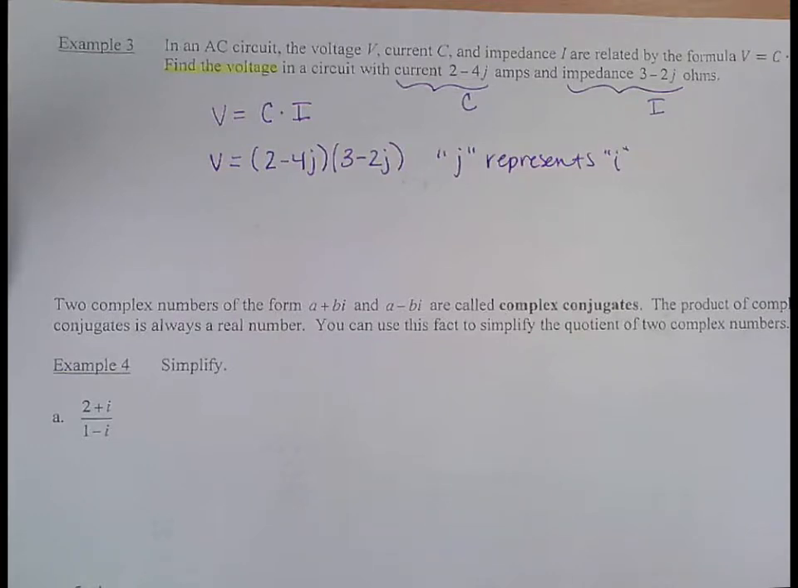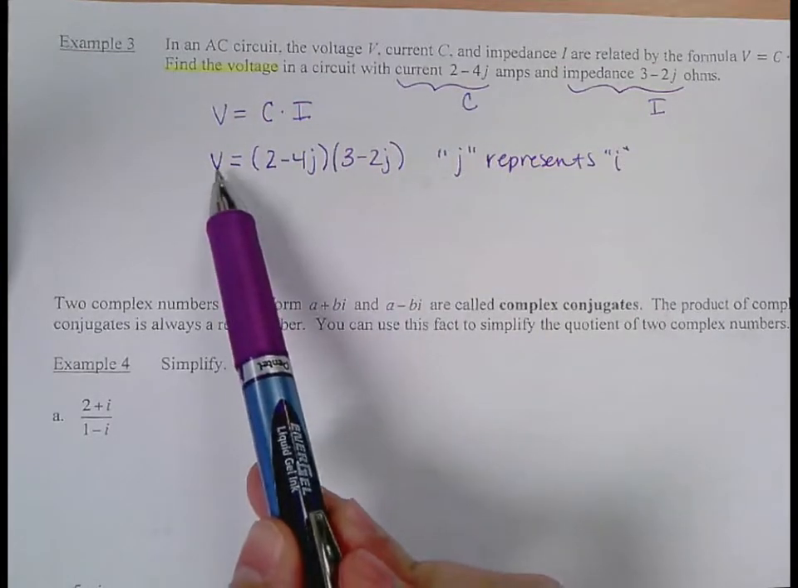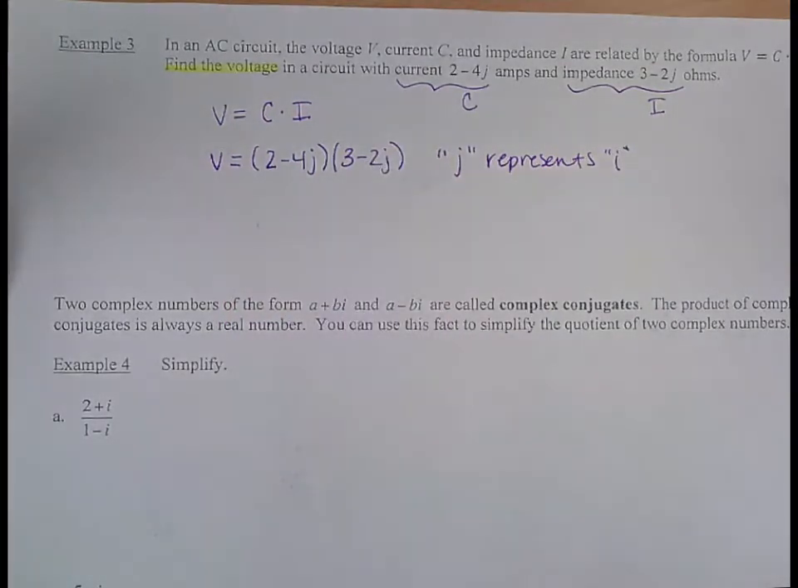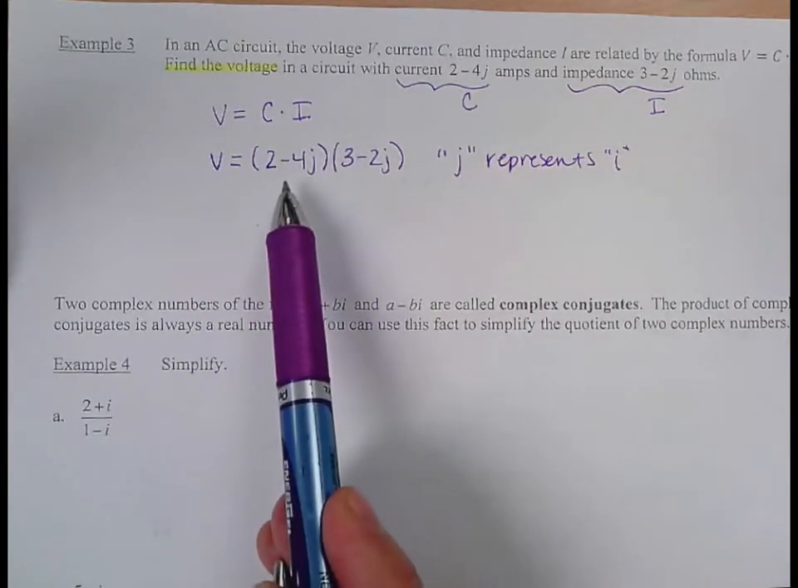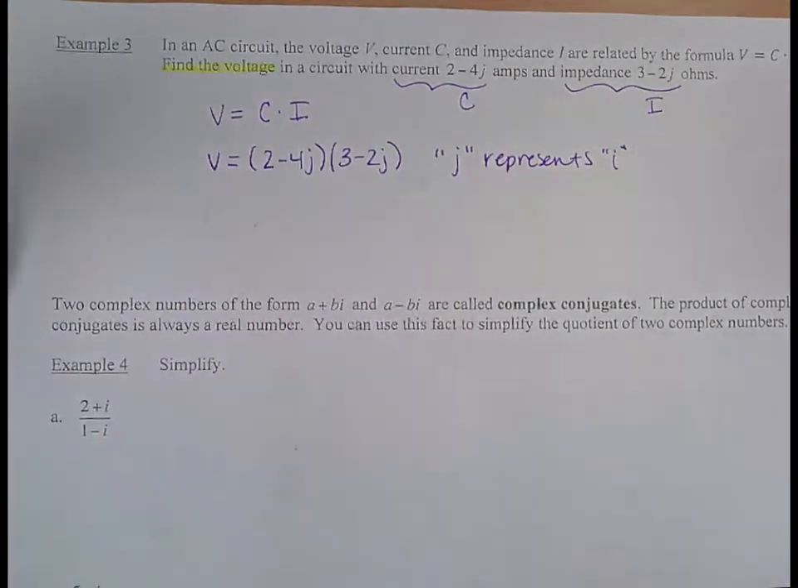So what I would like you to do, I'm going to stop here. I'd like you to finish this. I'd like you to continue simplifying to find V. So use what you already know about simplifying expressions like this to simplify it. And also keep in mind, J is representing I. So I'm just going to say that, and then I'll walk around. I can check what you have. We'll make sure we're all understanding it. But again, use what you already know about multiplying those kinds of expressions to simplify.